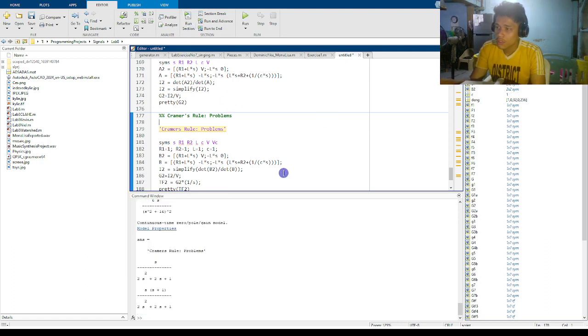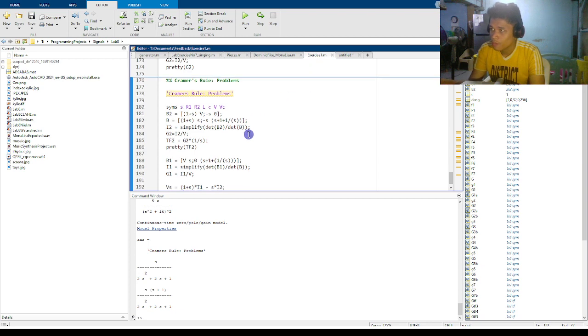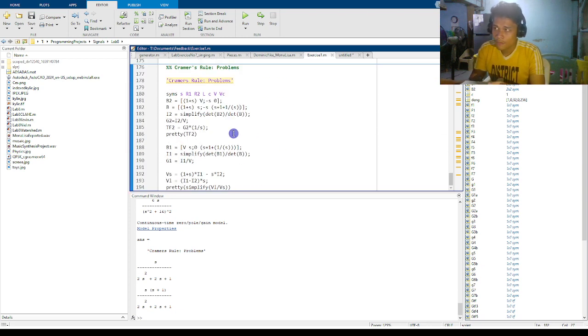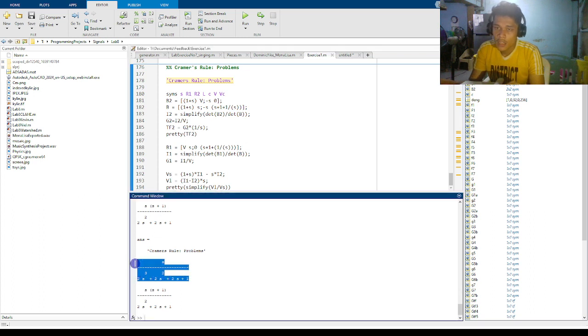Now for the Cramer's rule, there is a problem for the initial solution. So in my initial solution, I directly substituted R1, R2, L, and C with 1. So this is the resulting matrix, as well as B2. However, the problem with this is by running this whole command, it gives the incorrect answer for the transfer function.